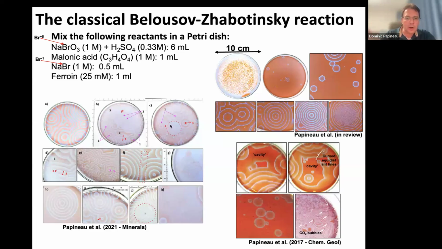So you have these serial rings in a two-dimensional thin film. These are all 10 centimeter diameter Petri dishes, and you can see the range of patterns that are made. And eventually you have those little CO2 bubbles that appear.